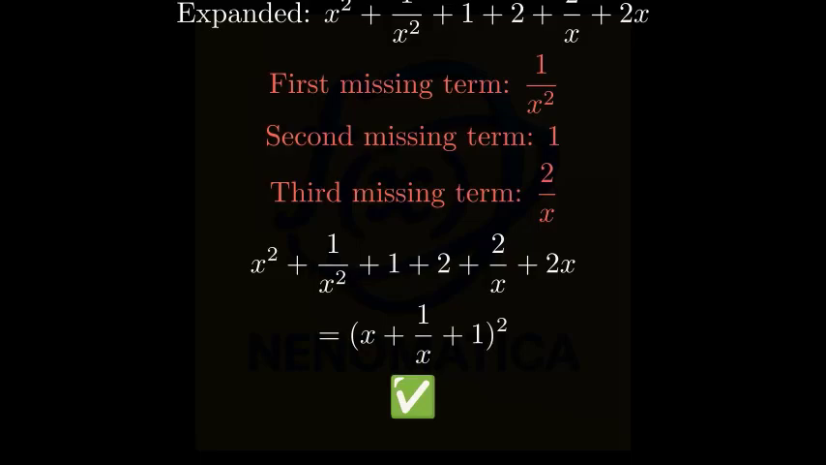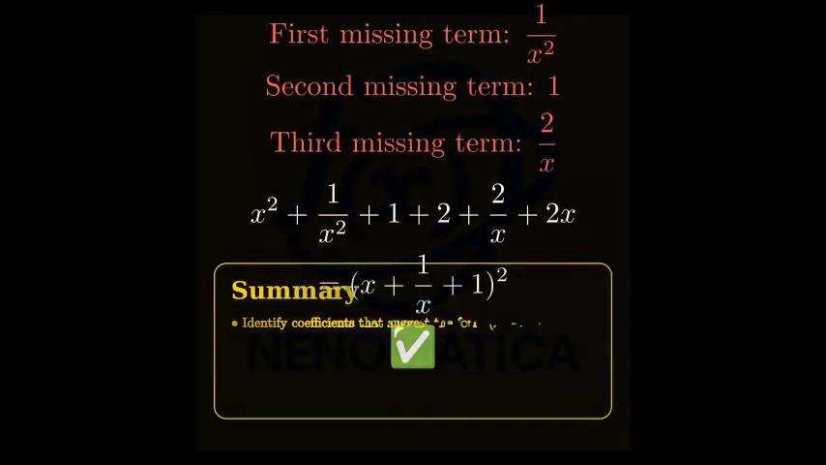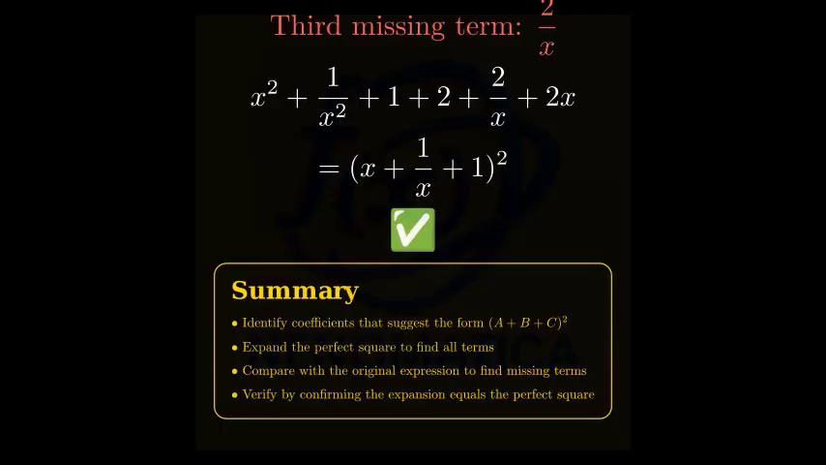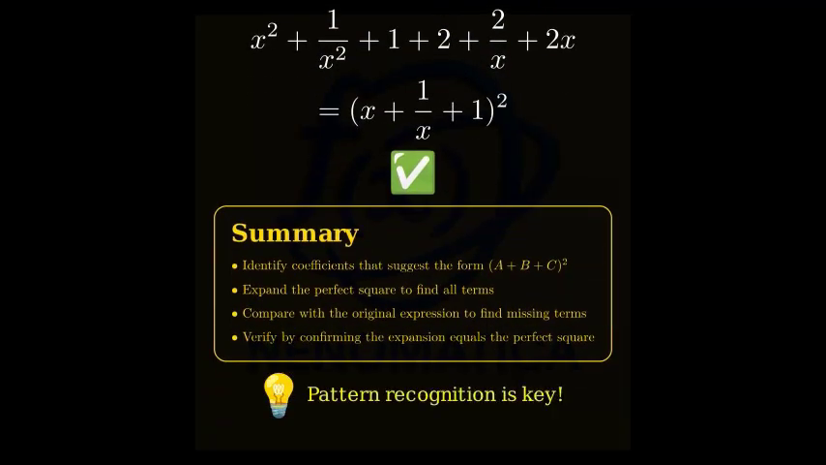Let's summarize what we've learned. When completing perfect square patterns, we identify the terms that suggest the form (a plus b plus c) squared. The key is to recognize the pattern in the given terms and figure out what a, b, and c should be.